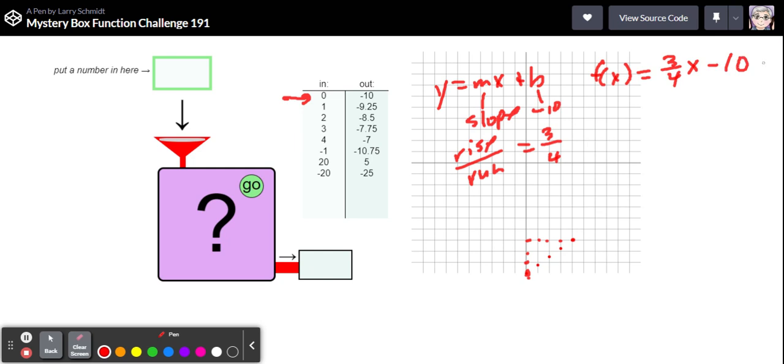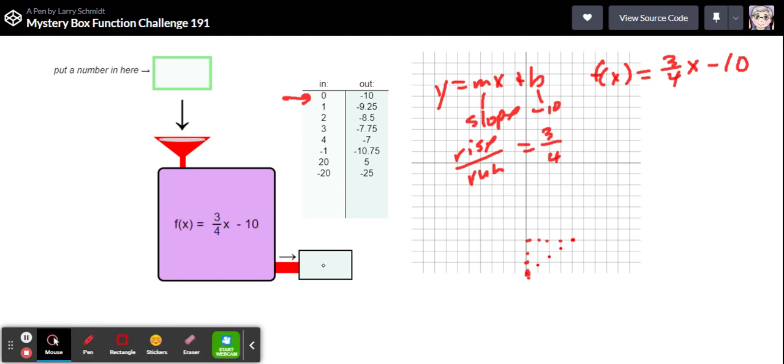All right, I think we've got that. So I'm just going to go ahead and check this. I'm pretty confident. Yeah, f of x equals 3/4 x minus 10, and let's graph it as well. And there it is, a nice upward sloping line that cuts through the y-axis at -10.